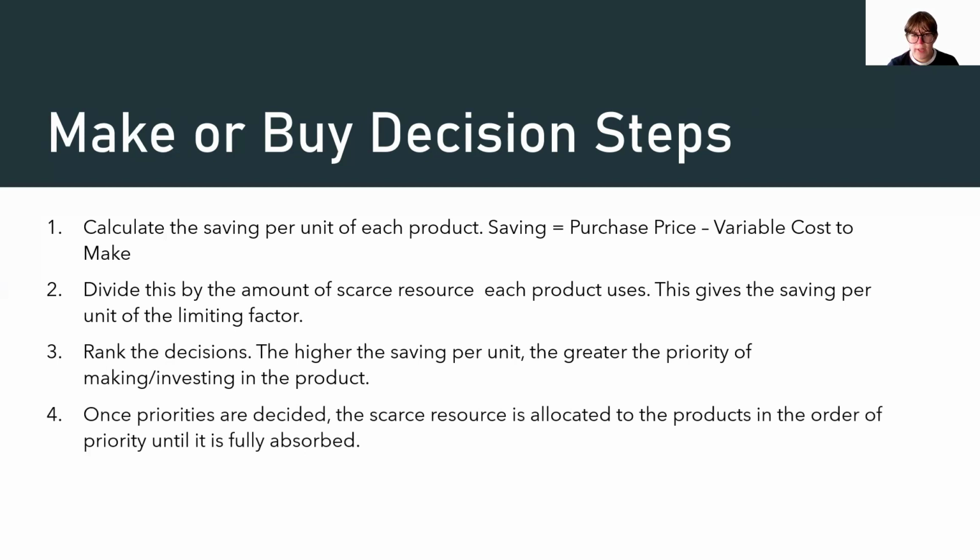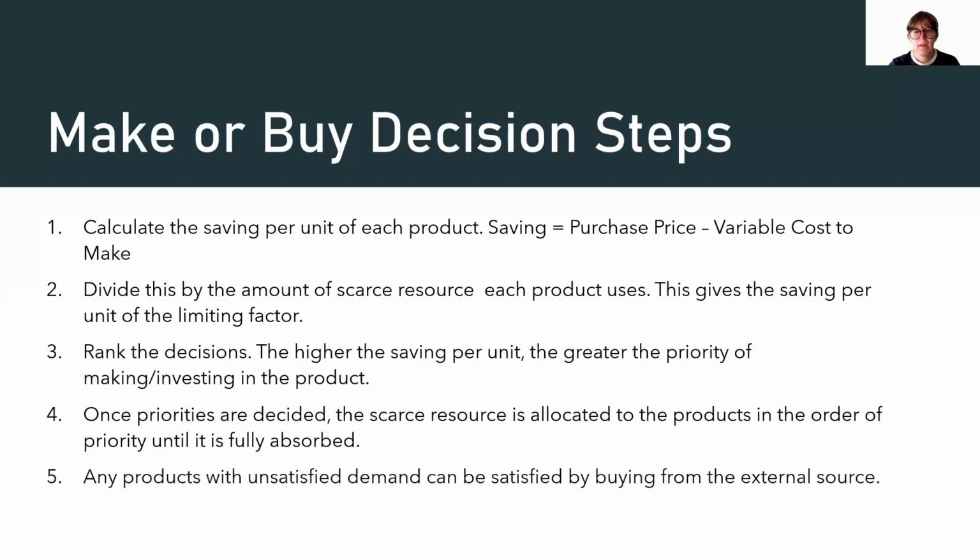Once the priorities by the business have been decided, the scarce resource will be allocated to the products until they are fully absorbed. And the final step for this is to ensure that any products that have unsatisfied demand can be satisfied by buying from an external source.